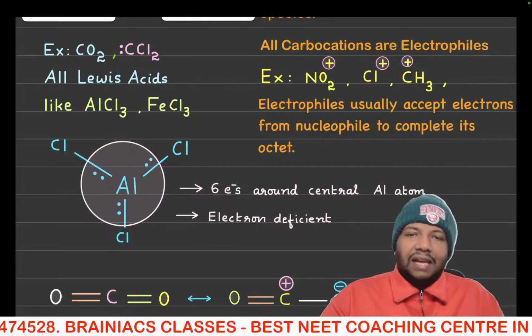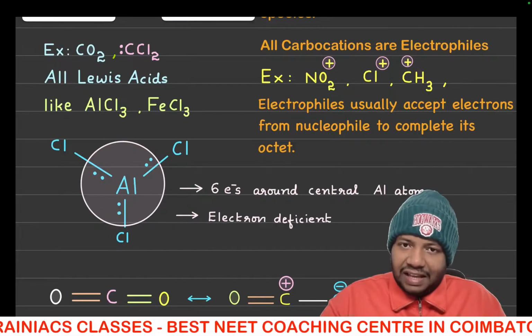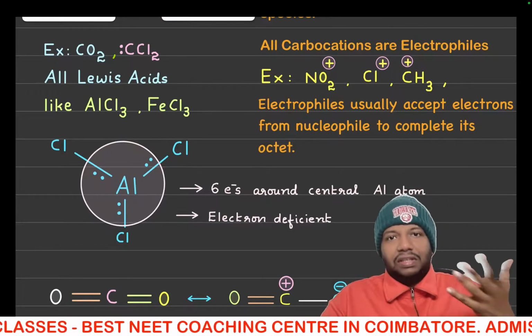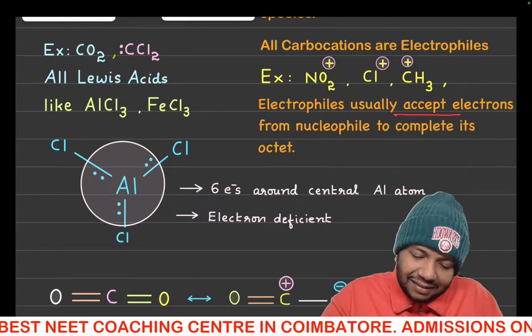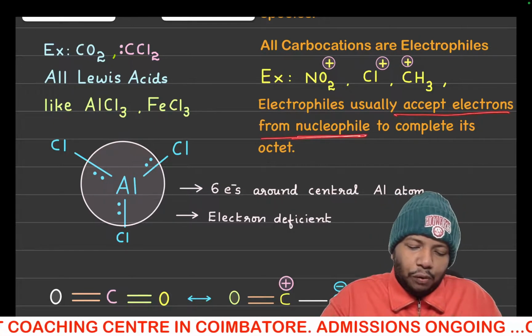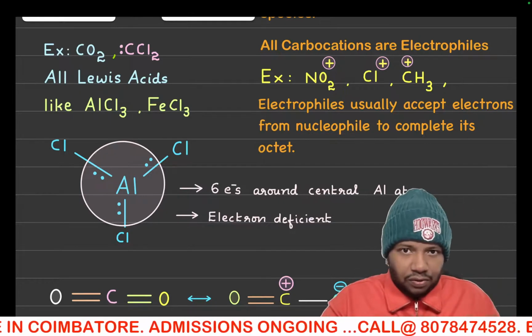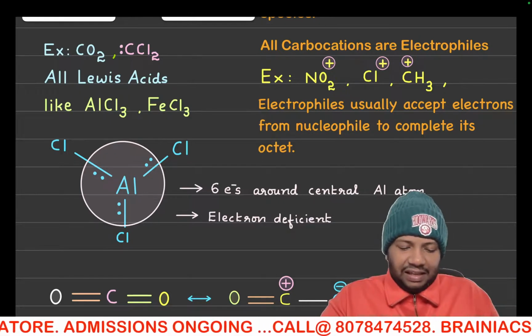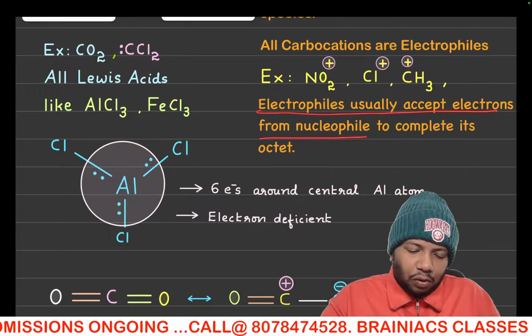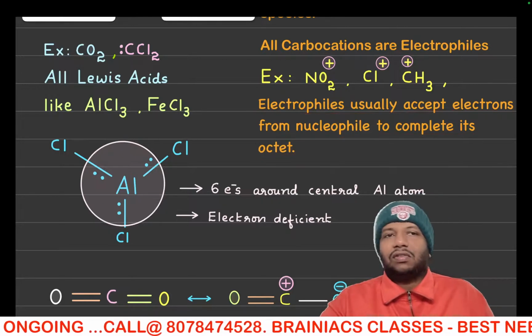So usually electrophiles are electron deficient, or they love electrons, so they usually accept electrons from the nucleophile, because the nucleophile is negatively charged and ready to donate electrons. So we can say electrophiles accept electrons from the nucleophile to complete their octet.